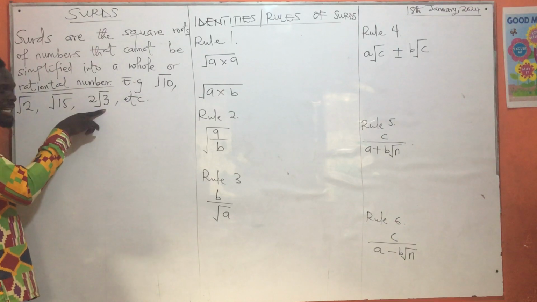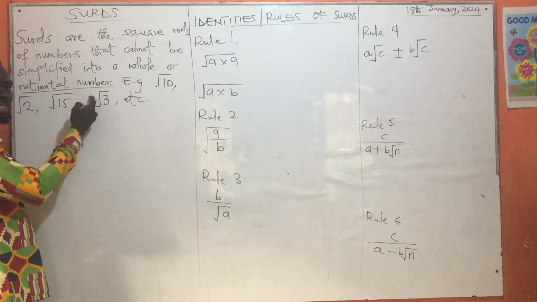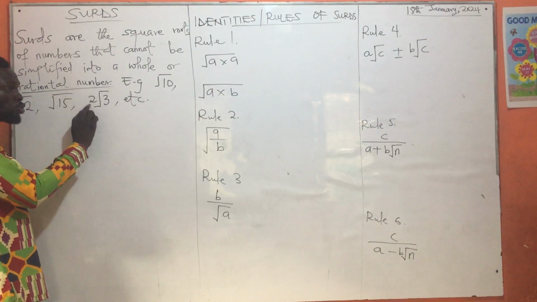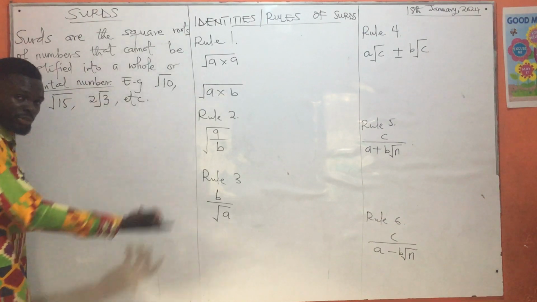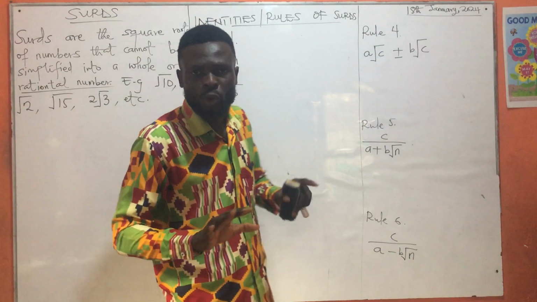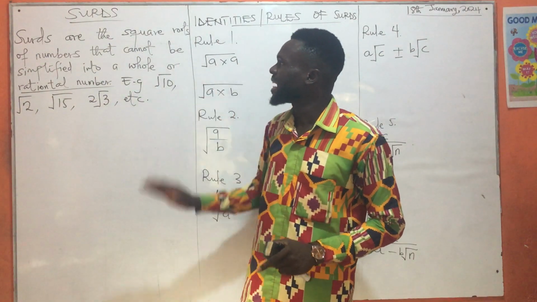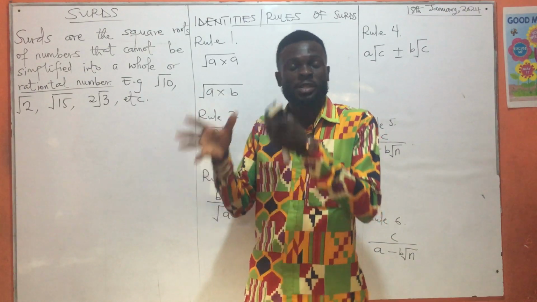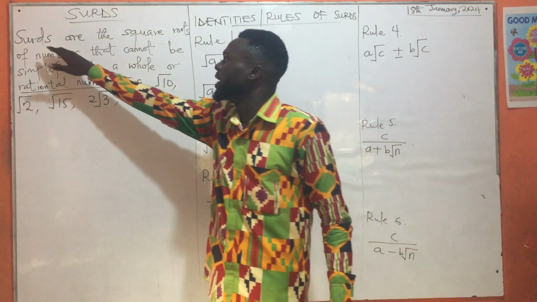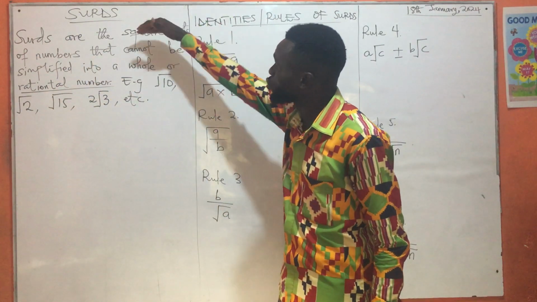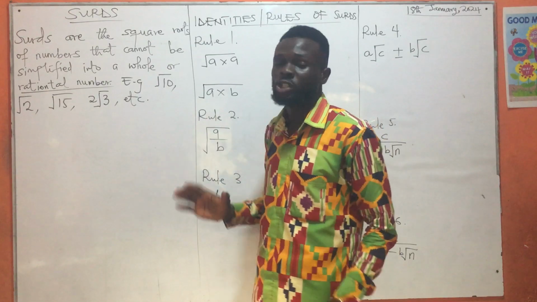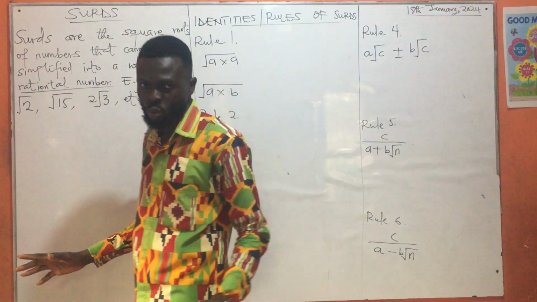And this is read as the word surd in front, then the number in it. So surd 2, surd 3. That is how we read surds. So in simple terms, a surd is a number that cannot be simplified when it is in a square root. Surds are the square roots of numbers that cannot be simplified into a whole number.